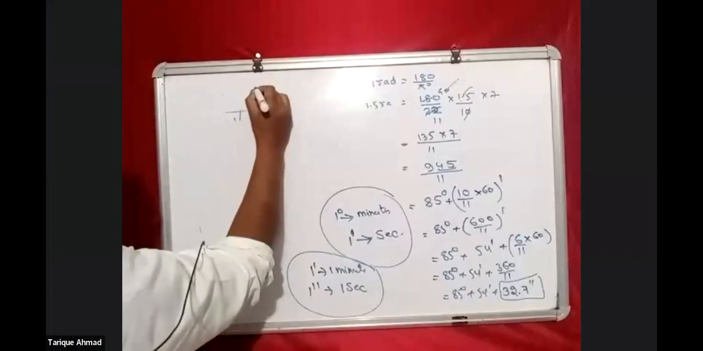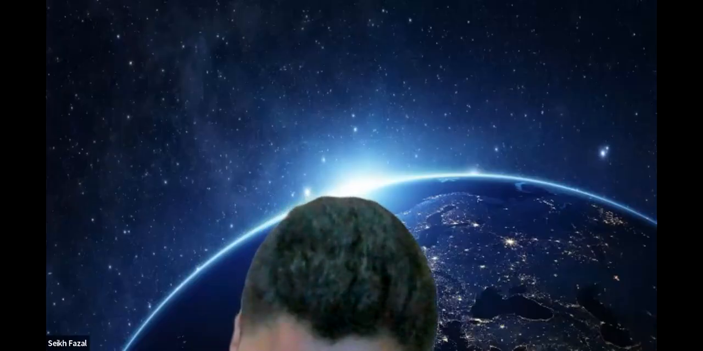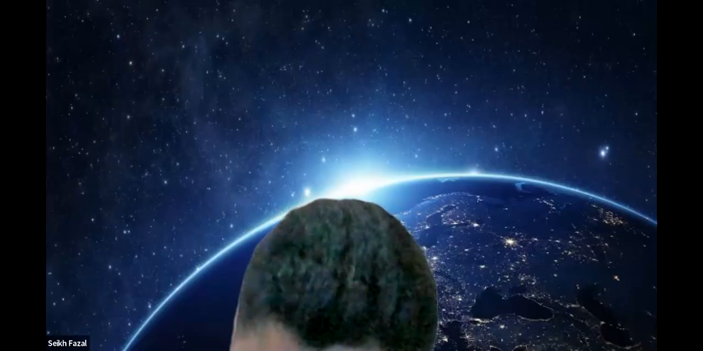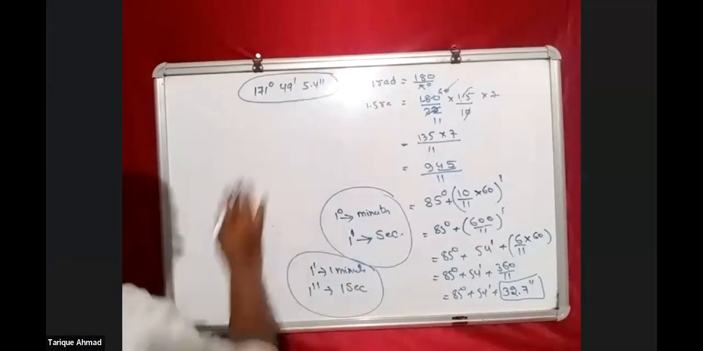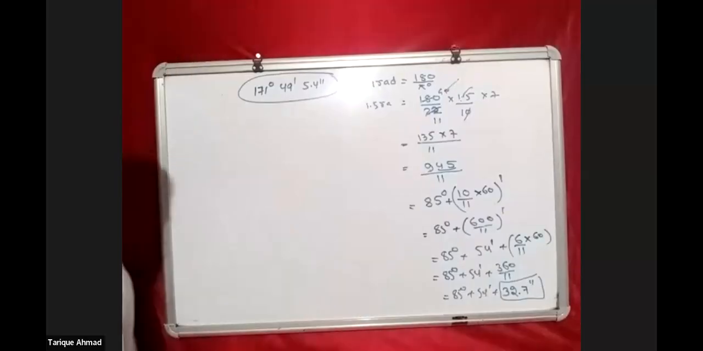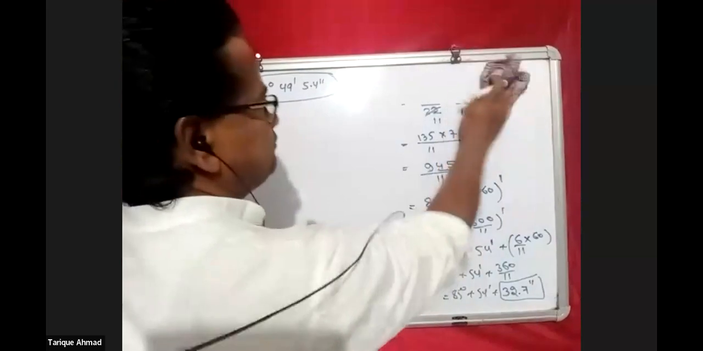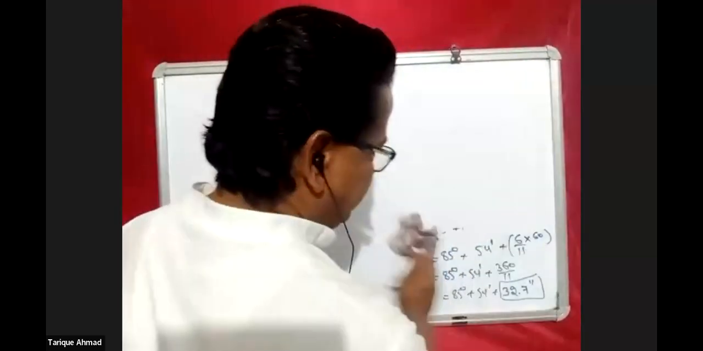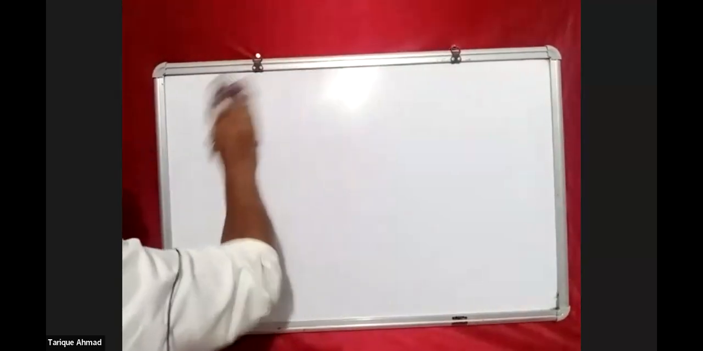171 degree, 49 minutes and 5.4 seconds. Arul, what is your answer? My answer is also the same. Correct. Okay. So in this way, we can change degree into radian and radian into degree.